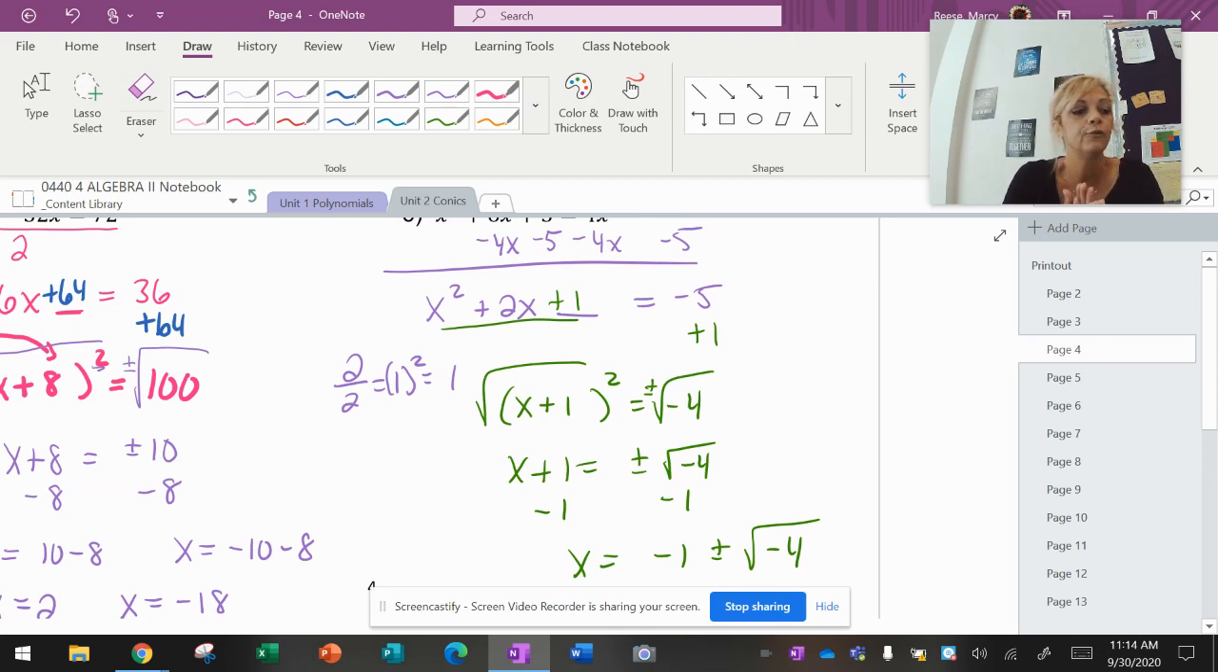Okay? Hopefully that was a good review for you on completing the square. So go do your homework, and the next day is lesson 1. We'll get into circles, domain, and range, and we'll be using this, okay?